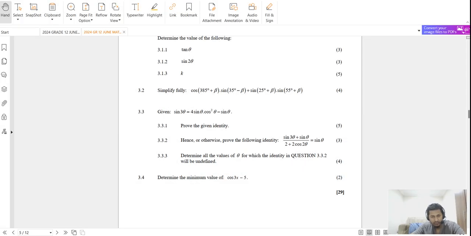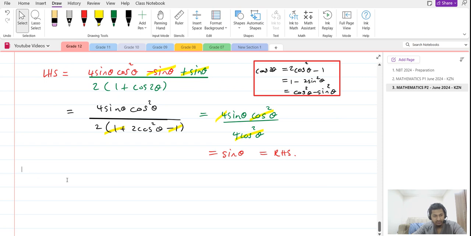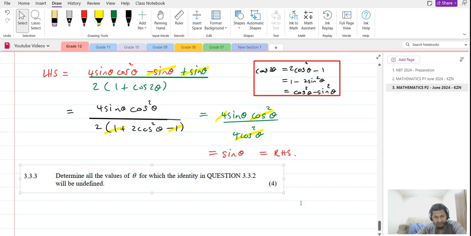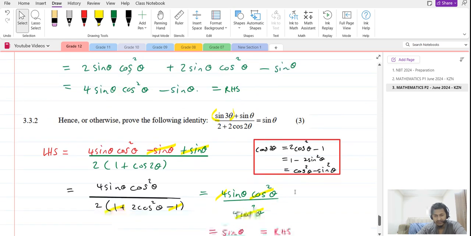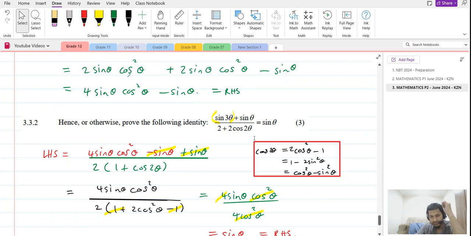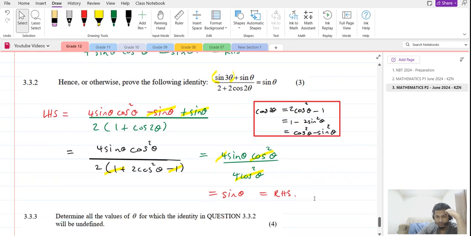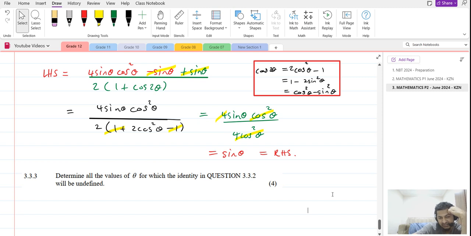Determine for which values of theta the identity 3.3.2 will be undefined. So when will it be undefined? When the denominator is 0. When you divide by 0, then it is undefined. When the denominator equals 0, you get undefined.